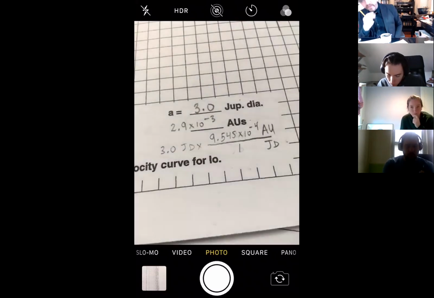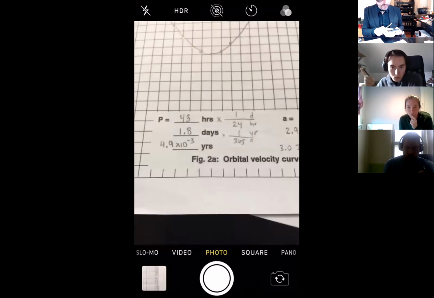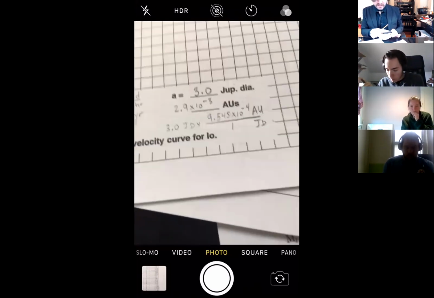And these are the numbers that we're going to use to calculate the mass of Jupiter. 4.9 times 10 to the minus 3, 2.9 times 10 to the minus 3. Let's go to our calculation page and make it so.